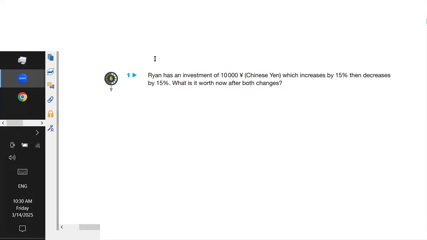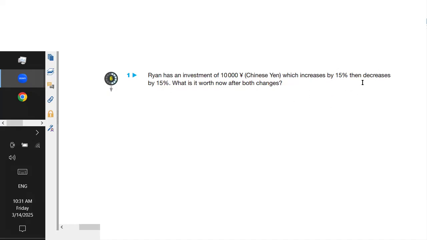In a question like this, Ryan has an investment of 10,000 yen, Chinese yen, which increases by 15%, then decreases by 15%. What is it worth now after both changes? Okay, so basically, I'm going to take the 10,000 yen, multiply it by this multiplier, and then take the answer, multiply it by the second multiplier.